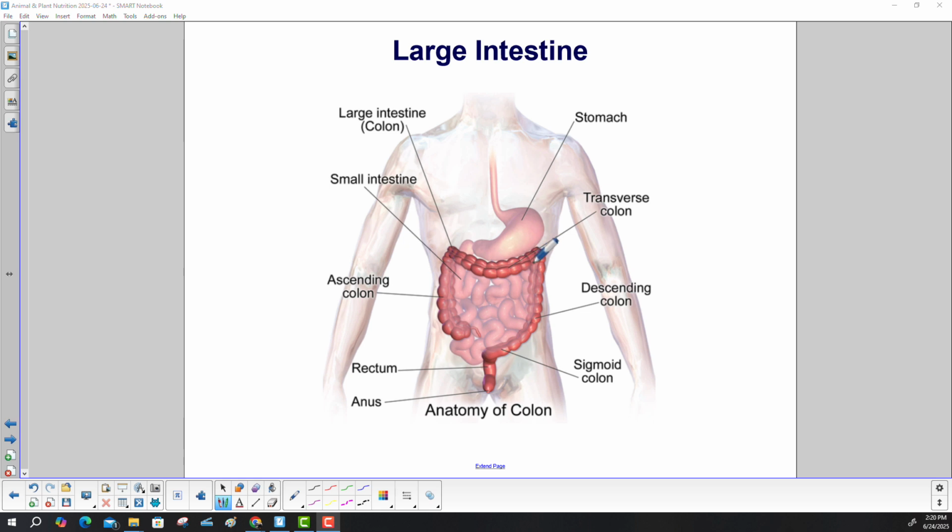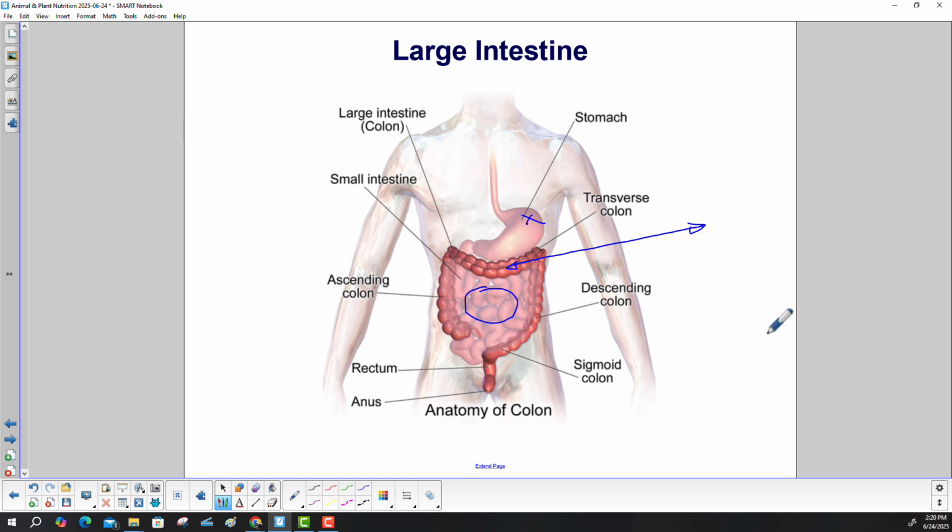Here's the large intestine, this dark red tube here. And here's the small intestine. It's longer but thinner, not as thick as your large intestine. And your stomach is up here. And your different parts of your large intestine are shown, so please feel free to stop this and check each one of them out.